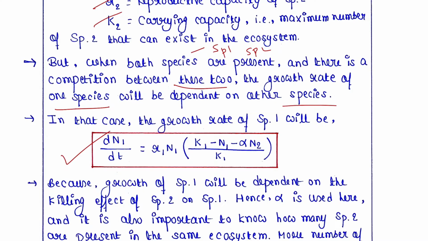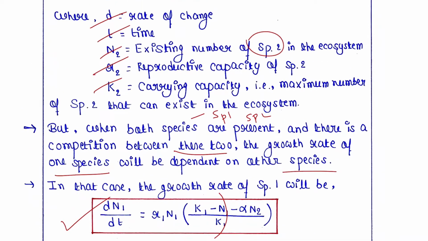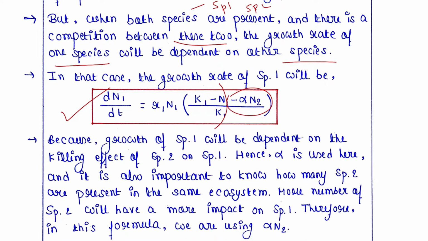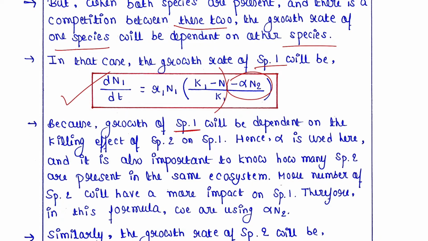So here you can see till this part, the equation is same as when a single species was present alone, right? But only this part is extra. Now I will say why this part is extra. So here I am showing the growth rate of species 1. So why is this extra? Alpha into, why is this extra? Why is this minus from this? Okay. Because growth of species 1 will be dependent on the killing effect of species 2 on species 1, right? Growth rate of species 1 will be dependent on the killing effect of species 2 on species 1.